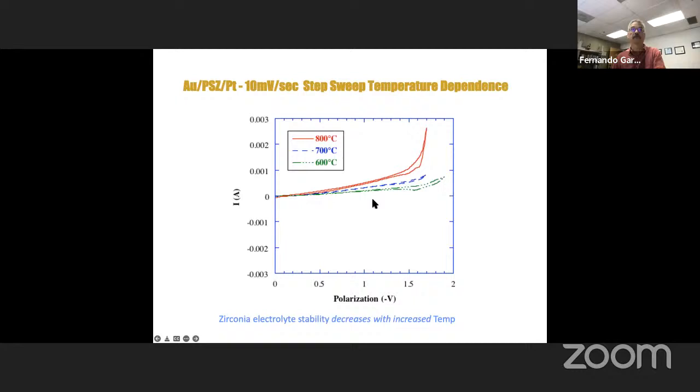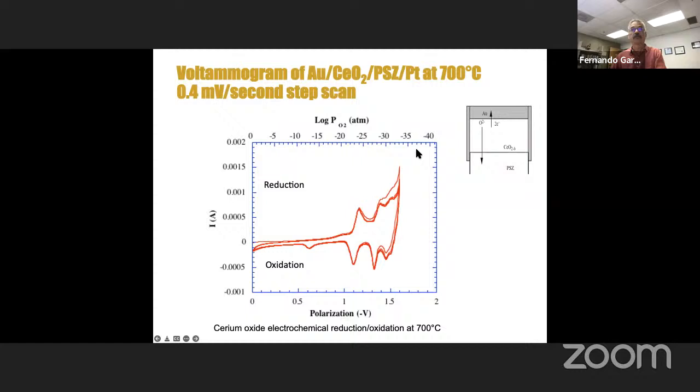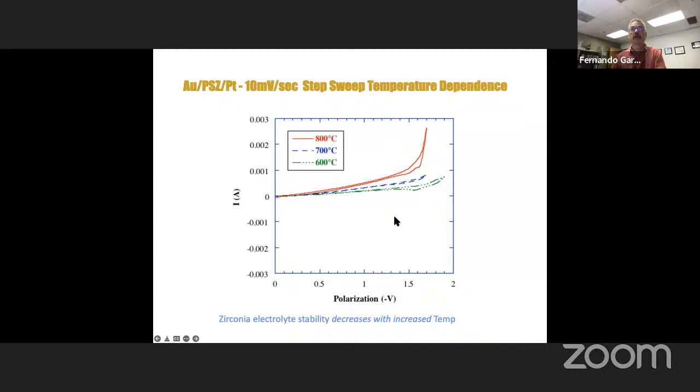So over here, I'm showing what the stability is for a partially stabilized zirconia, which we use extensively in our experiments. And what we can see here is that as we increase the temperature, the current is very modest. It's very low until at 800 degrees here, you can see that you're actually starting to reduce the zirconia. So that gives us the limit really of how far we can sweep in polarization, in a negative polarization voltage, from basically air equilibrium to what corresponds to very reducing potentials. And as you can see, the stability is a function of temperature, where the hotter you go, of course, the stability decreases.